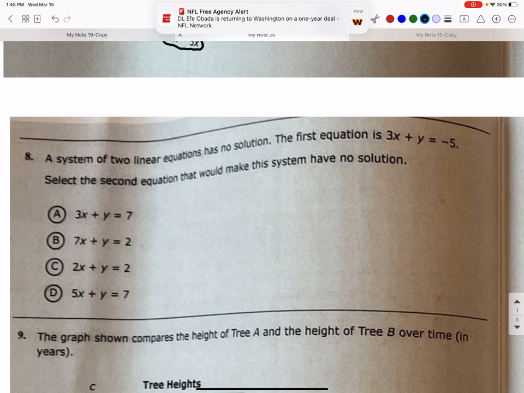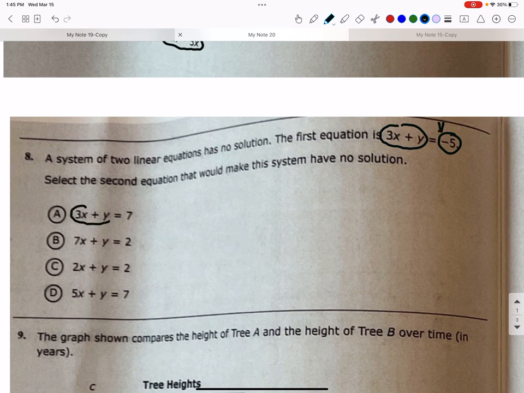Let's see. A system of 2 linear equations has no solution. The first equation is 3x plus y equals negative 5. What's one that will have no solution? Well, let's see. If 3x plus y equals negative 5, is it possible that 3x plus y also equals 7? Is that possible?